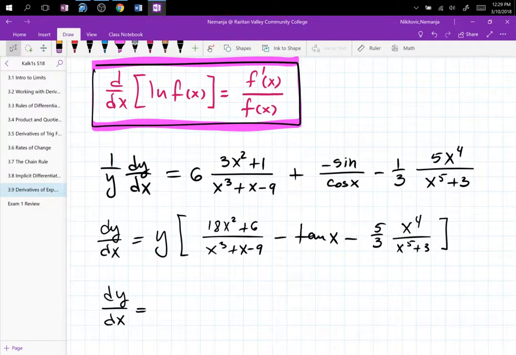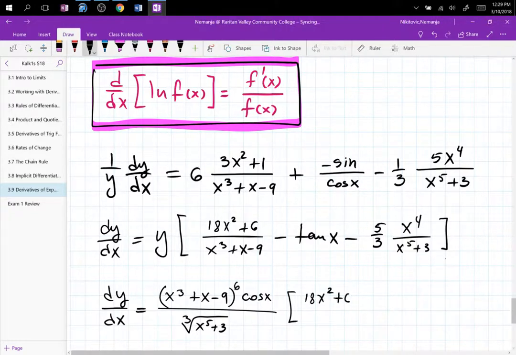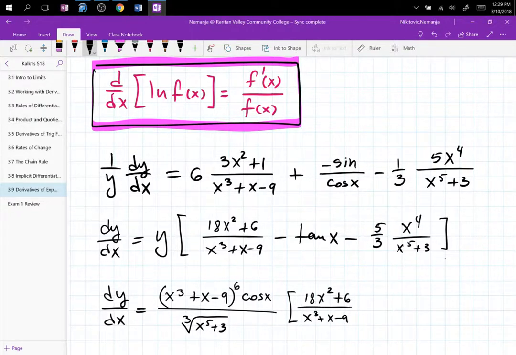So what do I have? I have x cubed plus x minus 9 to the 6th power times cosine x divided by the cube root of x to the 5 plus 3, times all this mess: 18x squared plus 6 divided by x cubed plus x minus 9, minus tangent x, minus 5/3 x to the 4th over x to the 5.